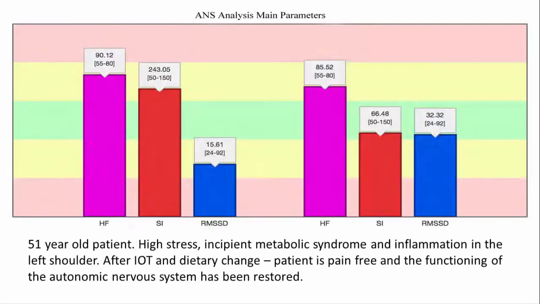This case is a 51-year-old patient who presents with high stress, incipient metabolic syndrome, and inflammation of the left shoulder. The analysis reveals a high sympathetic and a low parasympathetic tone out of the green range. A protocol of intravenous oxygen therapy as well as dietary change has been prescribed as a course of treatment. Afterwards, the analysis reveals that the functioning of the autonomic nervous system has been restored.